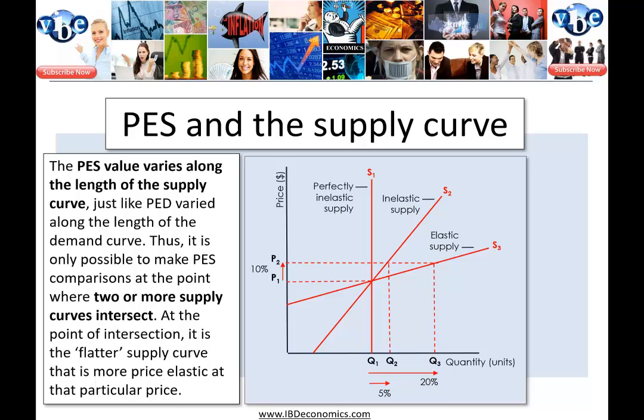The quantity supplied is not going to change in response to an increase in price. It won't change at all. The quantity supplied will remain the same. Inelastic supply, we have S2 to demonstrate this. So an increase in price leads to a proportionally smaller change in quantity supplied: a 10% increase in price, only a 5% increase in quantity supplied. And S3 is our elastic supply curve. So a 10% increase will lead to a more than proportional change in quantity supplied, 20%.